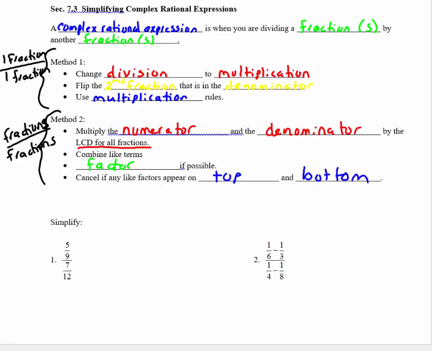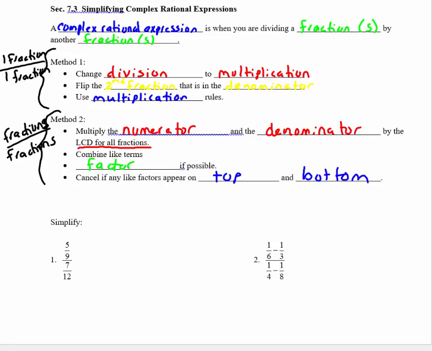Method 2 comes into play when we have multiple fractions over multiple fractions. Well, the first step would be to multiply the numerator and the denominator by the LCD for all fractions. Second step, combine like terms. Third step, factor if possible. So if you see any plus signs or minus signs, we try and factor. And lastly, cancel if any like factors appear on top and bottom.